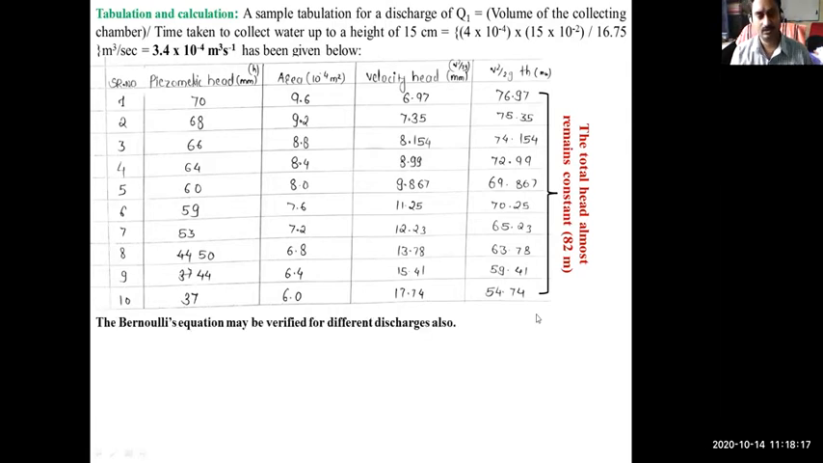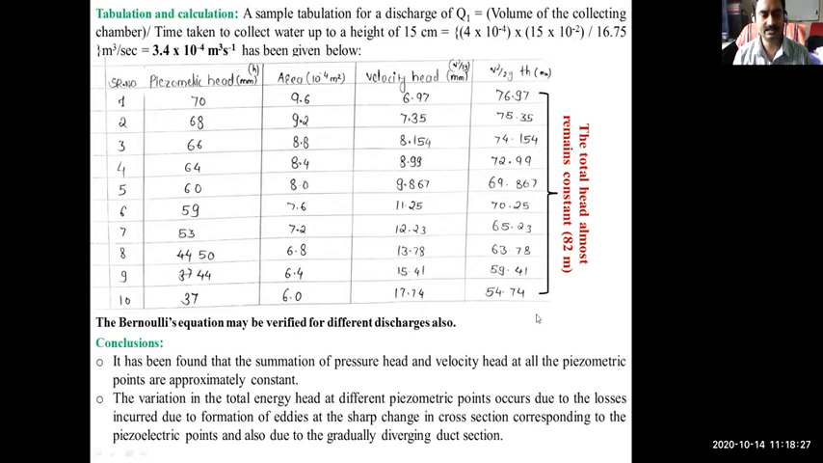Bernoulli's equation may be verified for different discharges also, the same thing that I said. Now the conclusions are: it has been found that the summation of pressure head and velocity head at all piezometric points is approximately constant. You could see it in this table that I've given you.